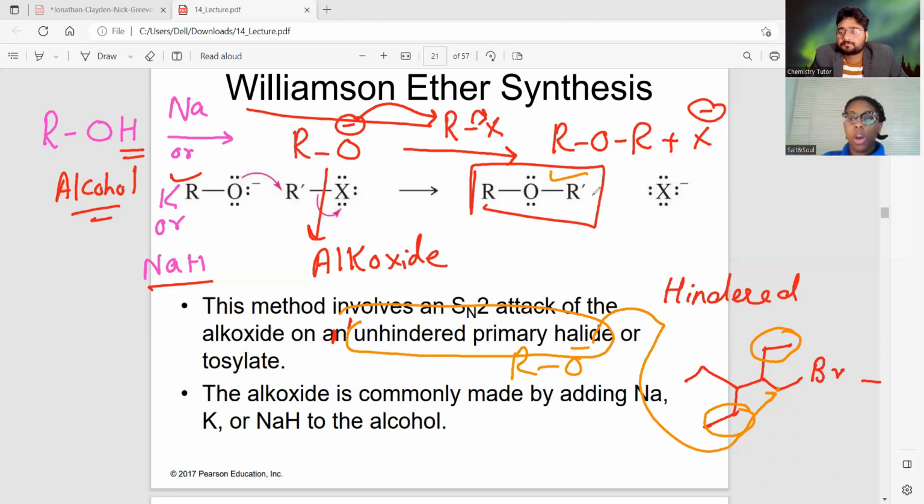Got it? If it looks complicated like this, if it looks sterically hindered, then we cannot use it. Yes, you cannot use this compound for the synthesis of ethers.